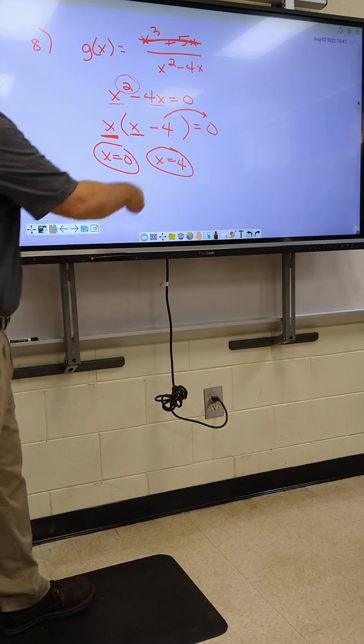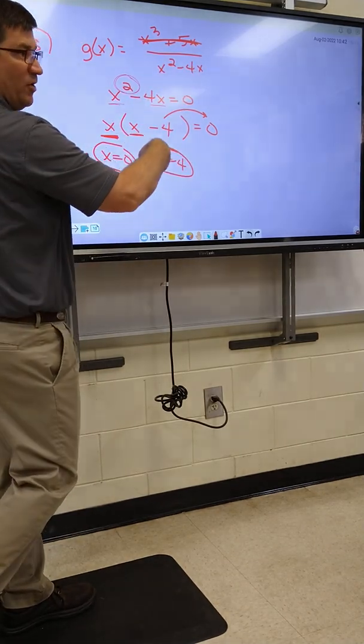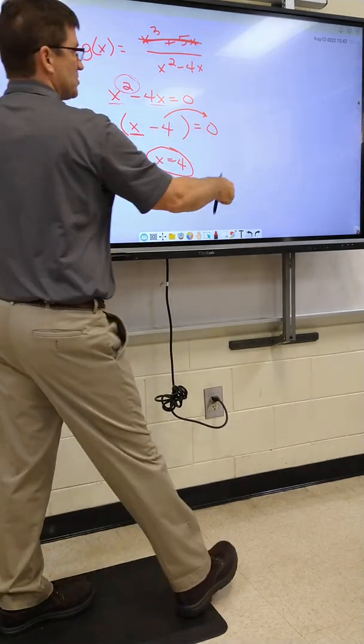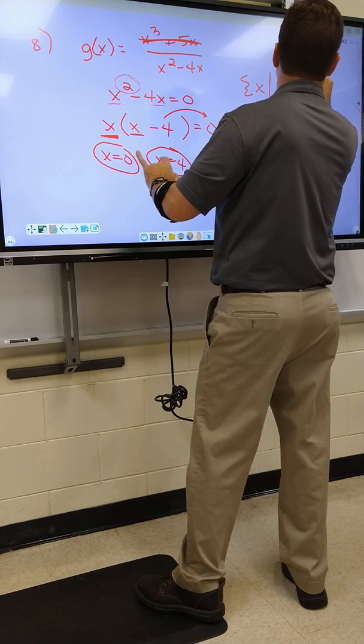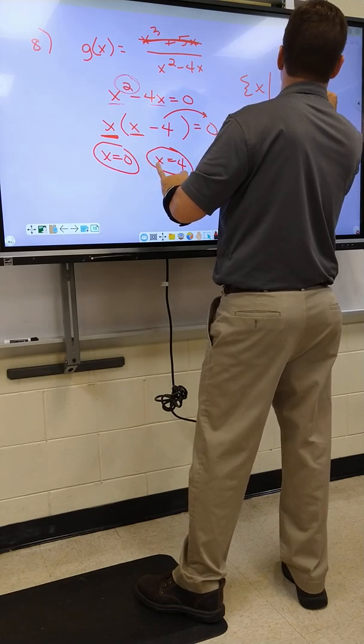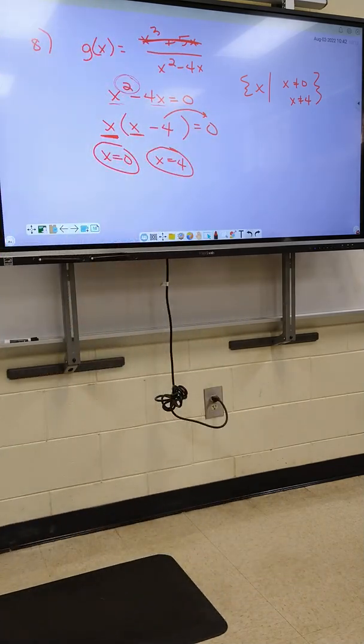That means if I plug 0 on the bottom, it'll give me a 0. And if I plug 4 on the bottom, it'll give me a 0. So I can't use either one of those. So for all your x's, you could have x cannot equal 0 and x cannot equal 4. That is how you do one like that.